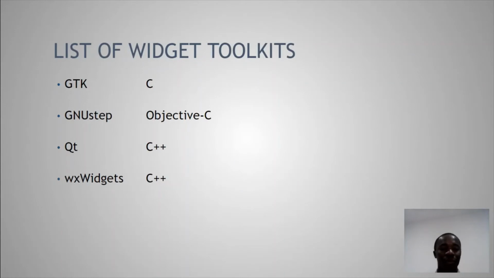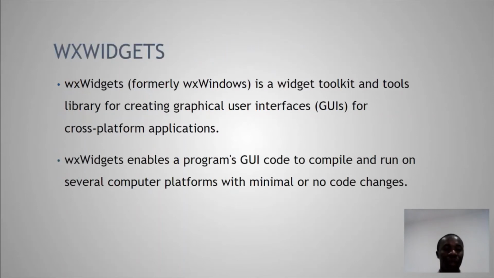Now, some examples of widget toolkits available in the market include GTK for C, GNUstep for Objective-C, Qt for C++, and then wxWidgets for C++, and also for Python as well. Now, wxWidgets, formerly known as wxWindows, is a widget toolkit and tools library for creating graphical user interfaces for cross-platform applications. What this means is that you can use wxWidgets to create an application for Windows, for Linux, and then for macOS operating systems. And wxWidgets enables the graphical user interface application to compile and run on several computer platforms with minimal or no code changes.